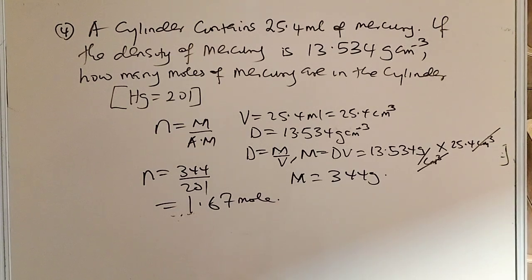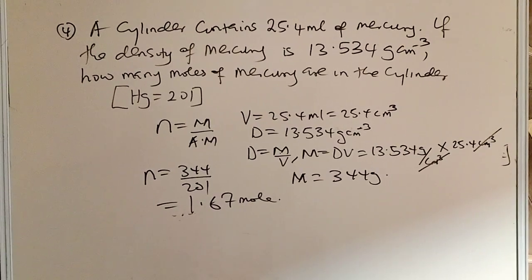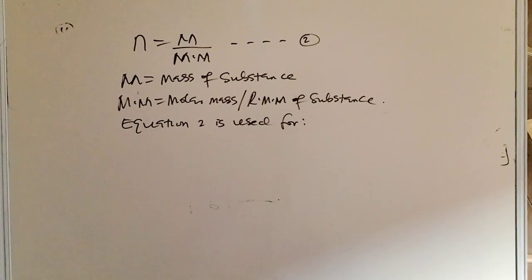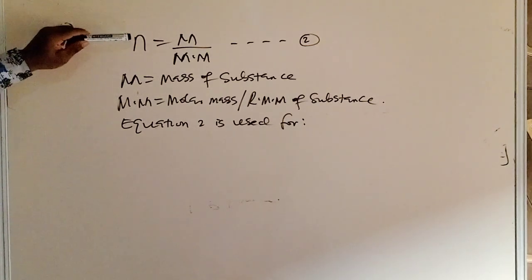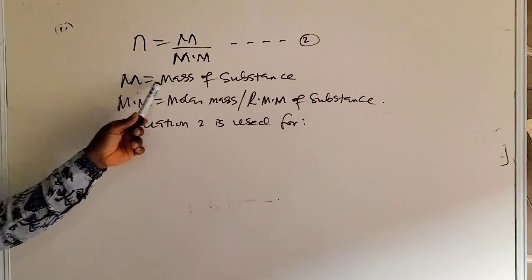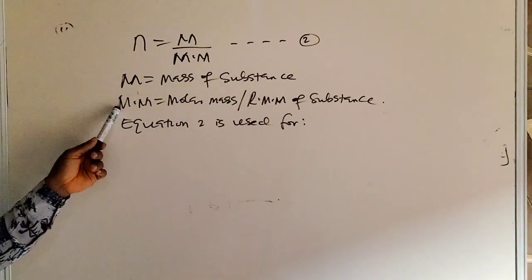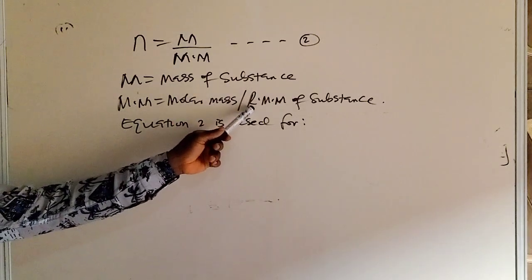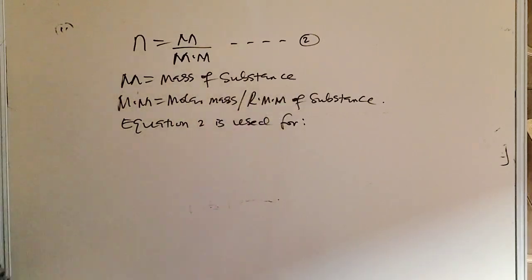So now we have exhausted the first formula. We'll now go to the next formula for finding number of moles. So we have equation 2 on the board, which says number of moles equals m over mm. M still stands for the mass of the substance. Mm is the molar mass or the molecular mass or relative molecular mass of the substance.